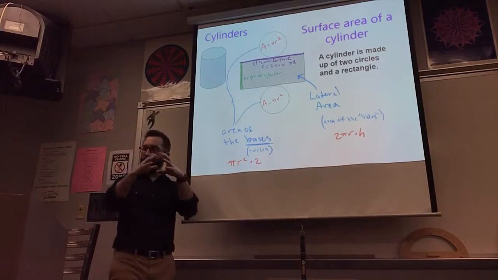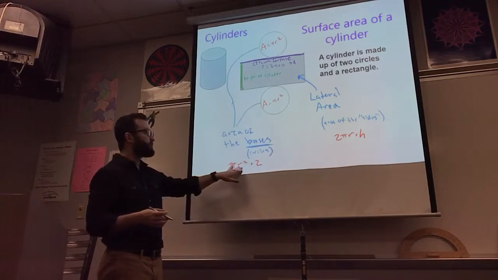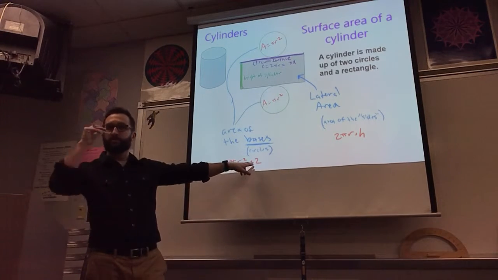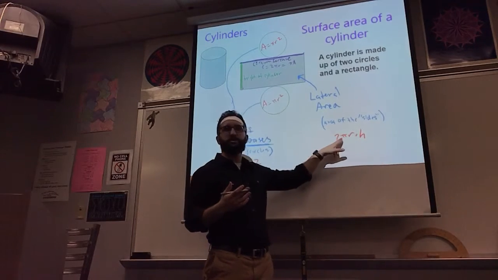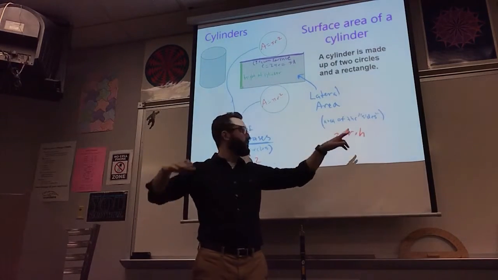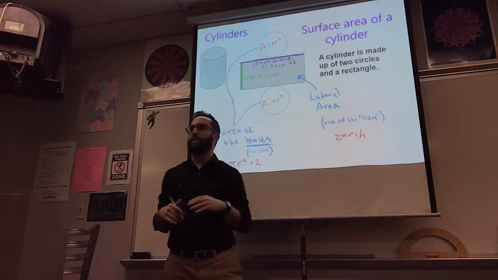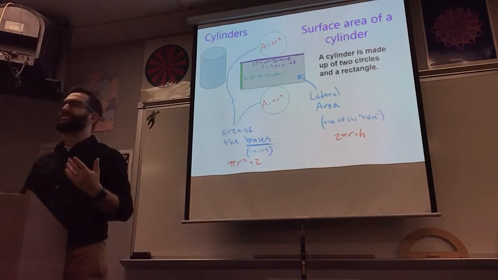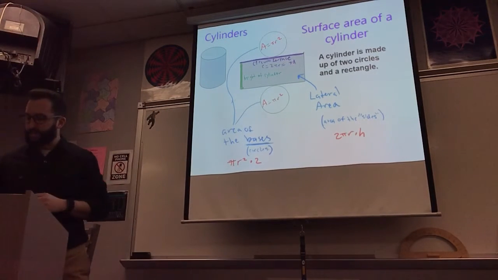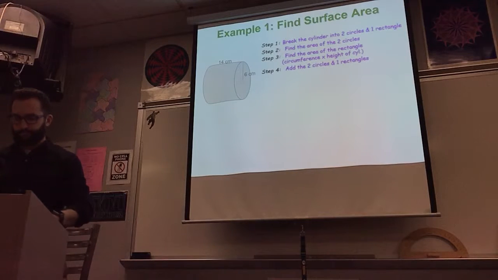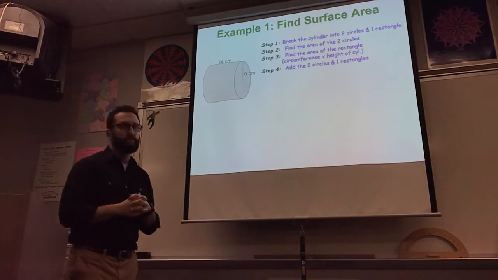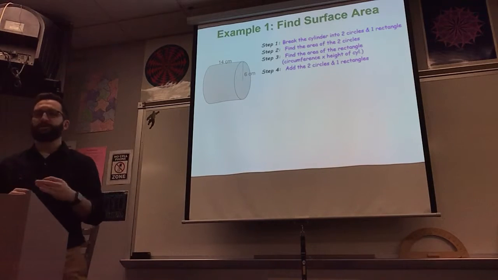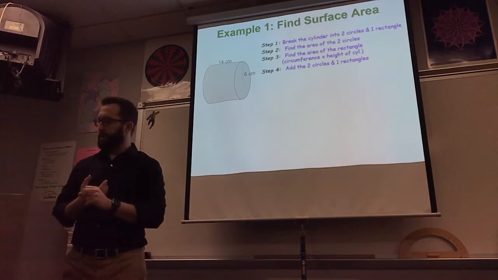So how would we find the entire area of a cylinder? It would be pi r squared times 2. Why times 2? You have 2 circles, and then circumference times height. Why circumference? Because that's the length of our rectangle, times height, which is the height of our rectangle. That's how we would summarize that. So let's get some steps here. You can simplify these a little bit if you'd like. You break the cylinder up into 2 circles and 1 rectangle.